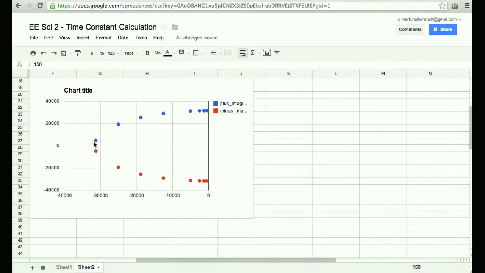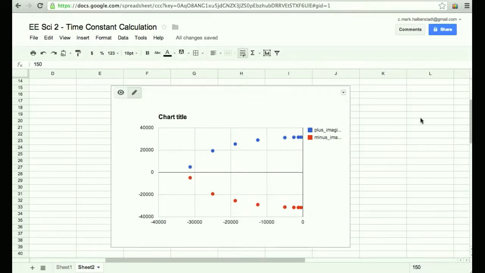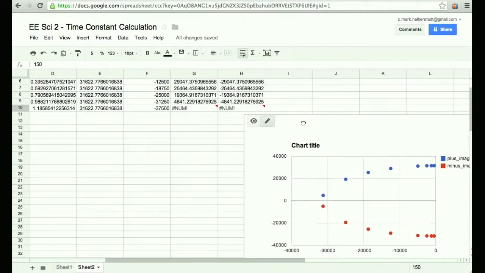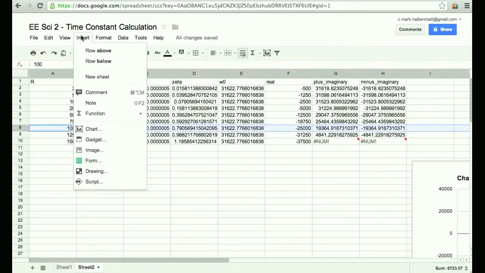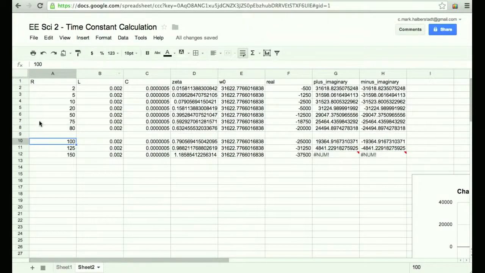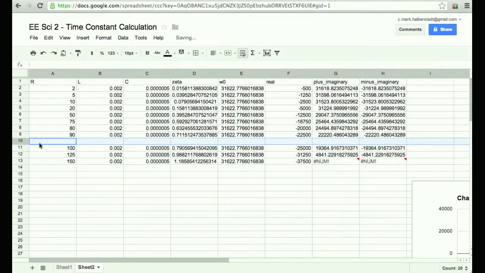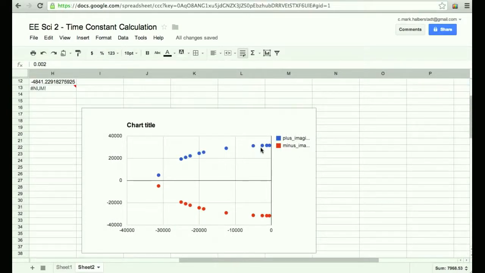What happens as my resistances get bigger? Yeah, let's try, let me just put in one or two more lines. Does that help? I'm just trying to fill it out with a few more values. So it looks like what's happening is, for very low resistances, I'm over here. As my resistances get bigger and bigger, my roots start to drift down towards the x-axis, but they're always complex.